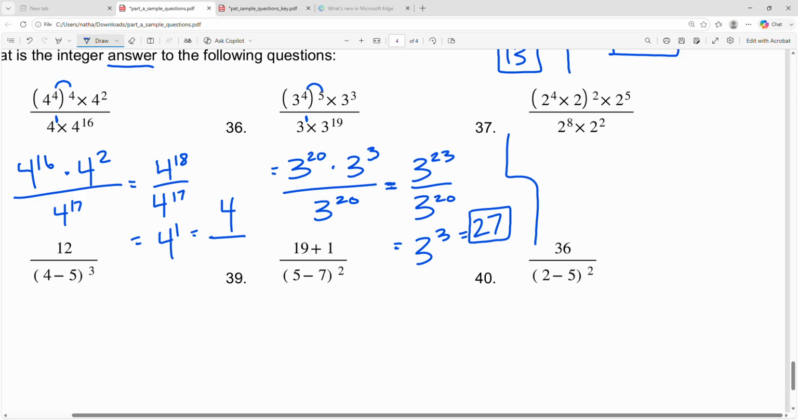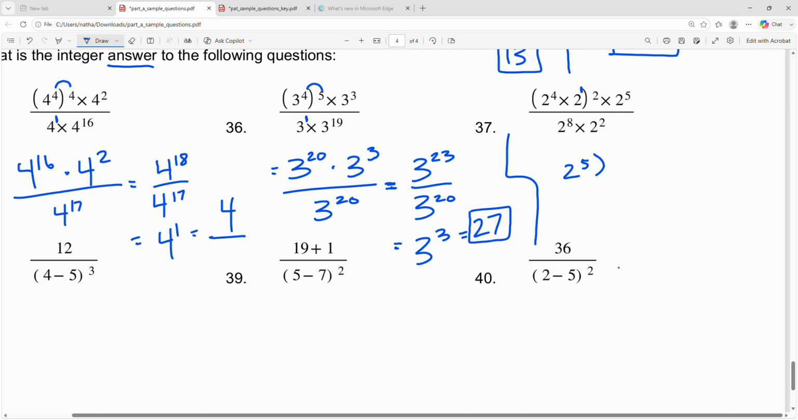All right, a little more going on in this one. So let's do what's inside our brackets first if we can. We're multiplying, so that's good. We have an exponent here. So 2 to the 4 times 2 to the 1. So we're going to add exponents. 4 plus 1 is 2 to the 5.